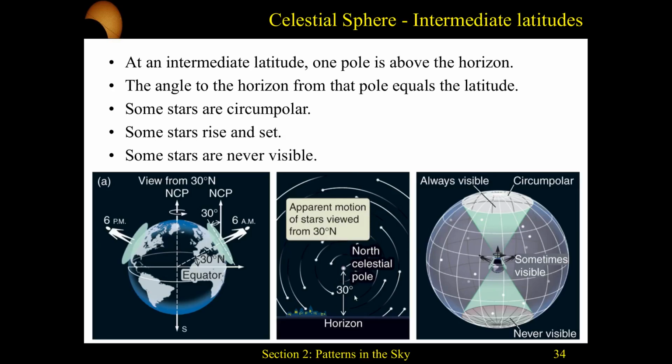We'd say that you can always find the North Celestial Pole. Some stars will be circumpolar. Other stars will have to rise and set.